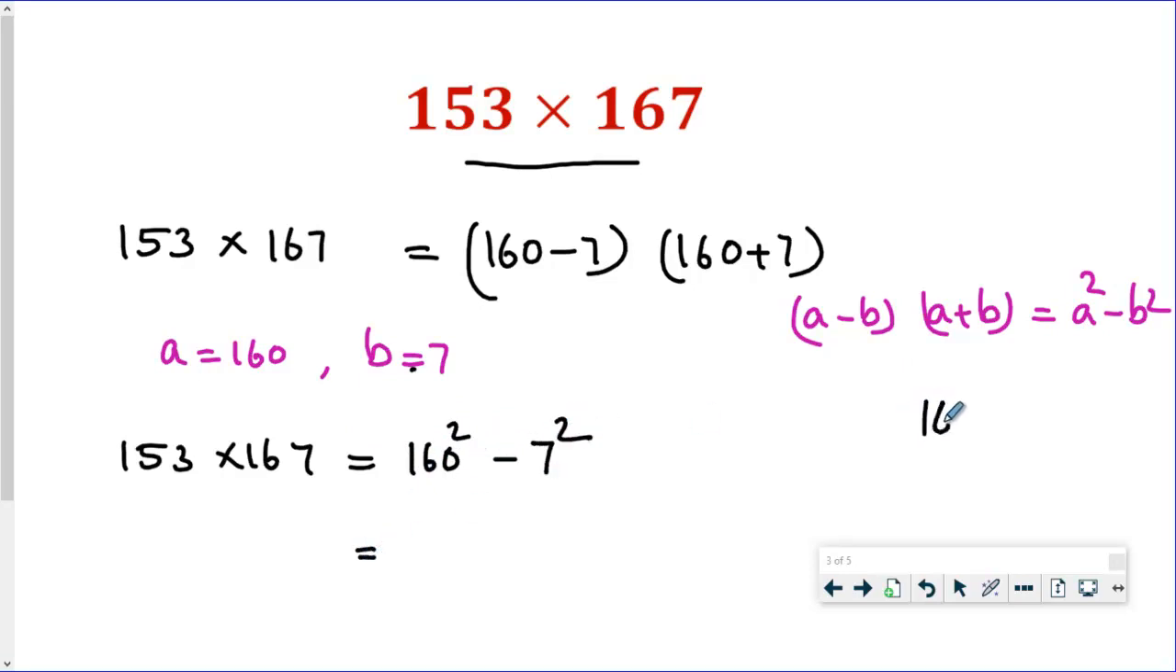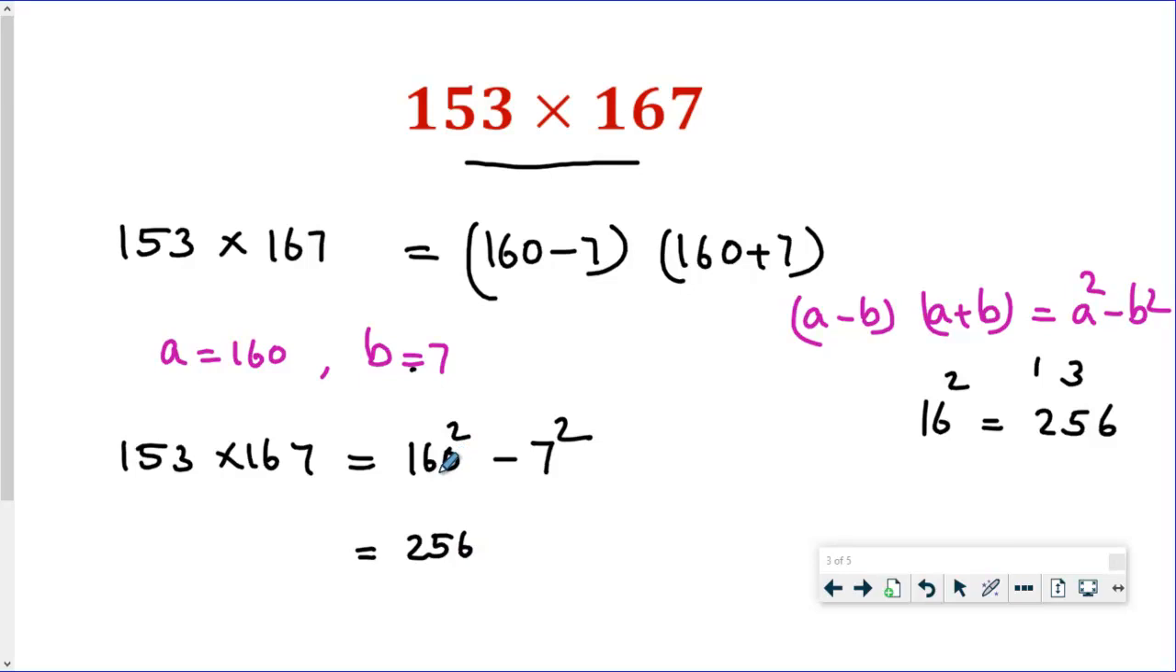For finding 160 square, first you have to take 16 square. What is 16 square? 6 square is 36. You have to write 6, and carry 3 here. Now 6 into 1 is 6, 6 into 2 is 12. 12 plus 3 is 15. You have to write 15, and 1 we can carry. 1 square is 1, 1 plus 1 is 2. So 16 square is 256, so you can write 256 first.